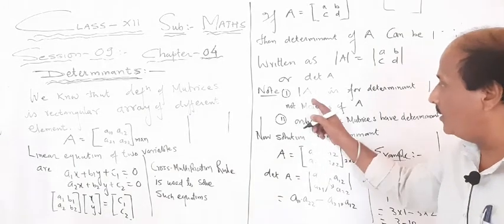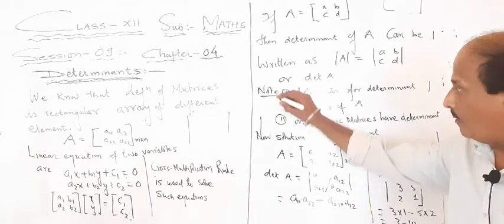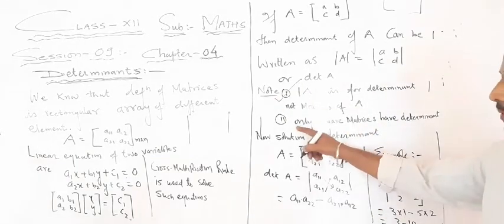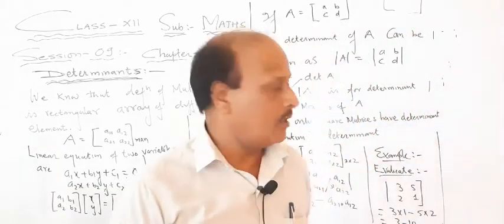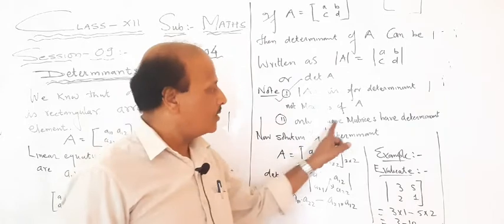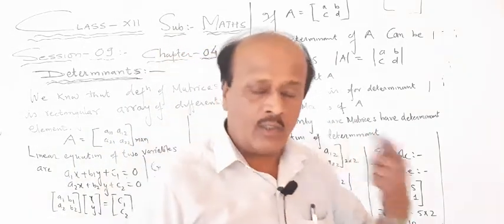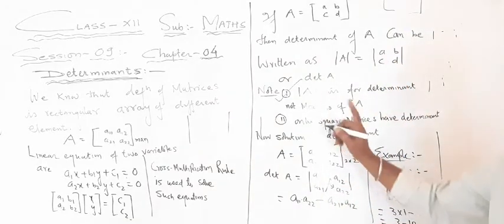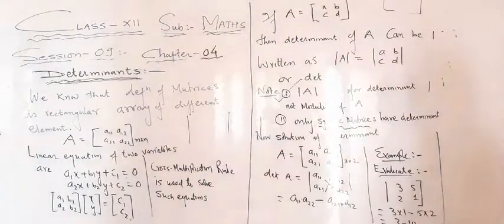How are you going to read it? This is determinant A, not modulus of A. One note, one precaution is given in your book. Another precaution or note is given, that is also very important. Determinant will always be of square matrices. You will not be able to have a determinant of a rectangular matrix. So this is also one important property.